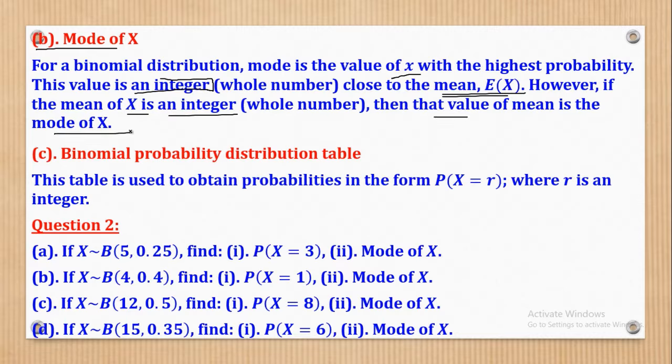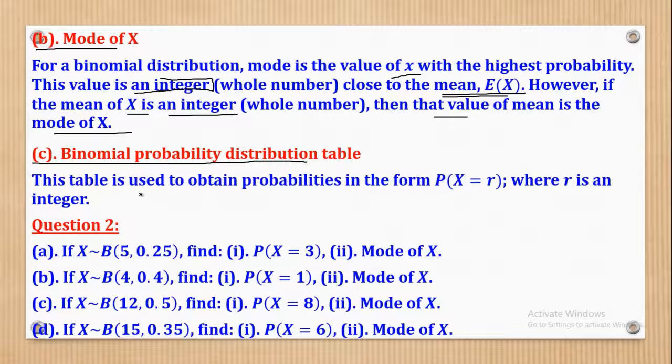But if it is not, you have to remember that if the mean is not an integer, it implies that the mode is closer to that mean. So we shall see how to get it in case the mean is not an integer. Then next we shall go to what we call the binomial probability distribution table.